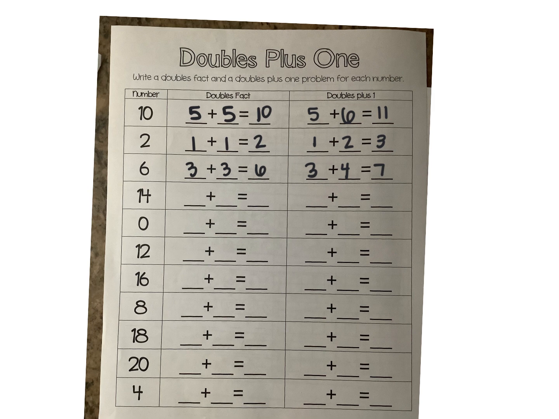Okay, do you remember what 2 numbers make 14? 7 plus 7 is 14. So if we need to do a doubles plus 1, we're going to do 7 plus 8 equals 15 because we're just putting 1 more.